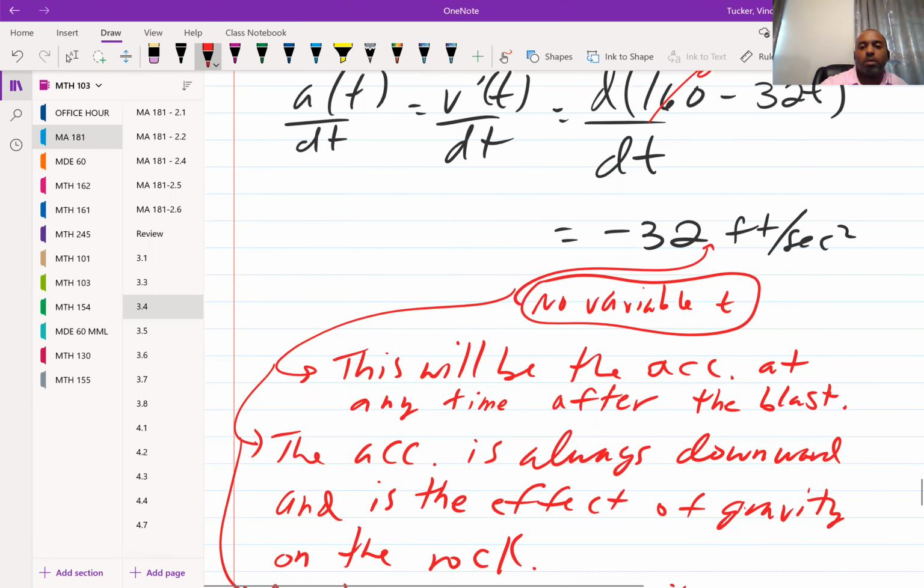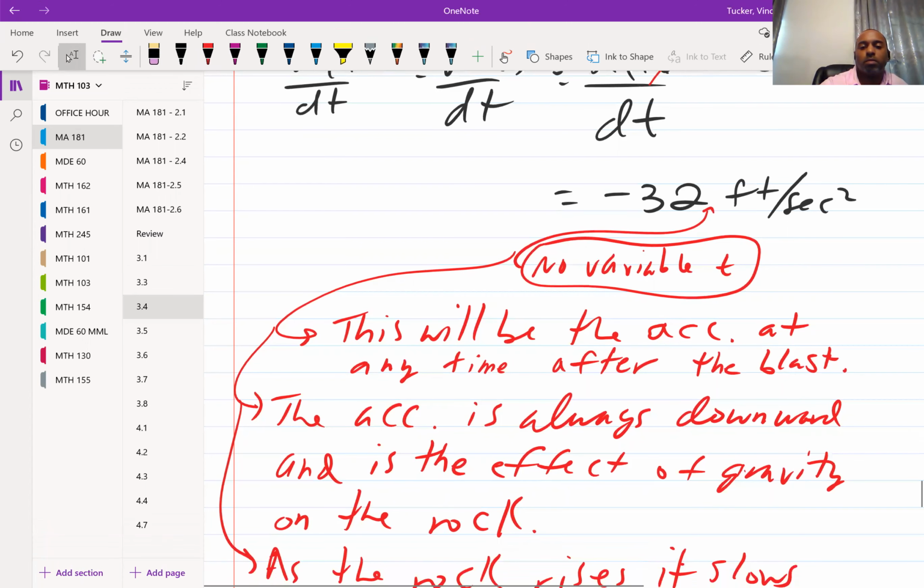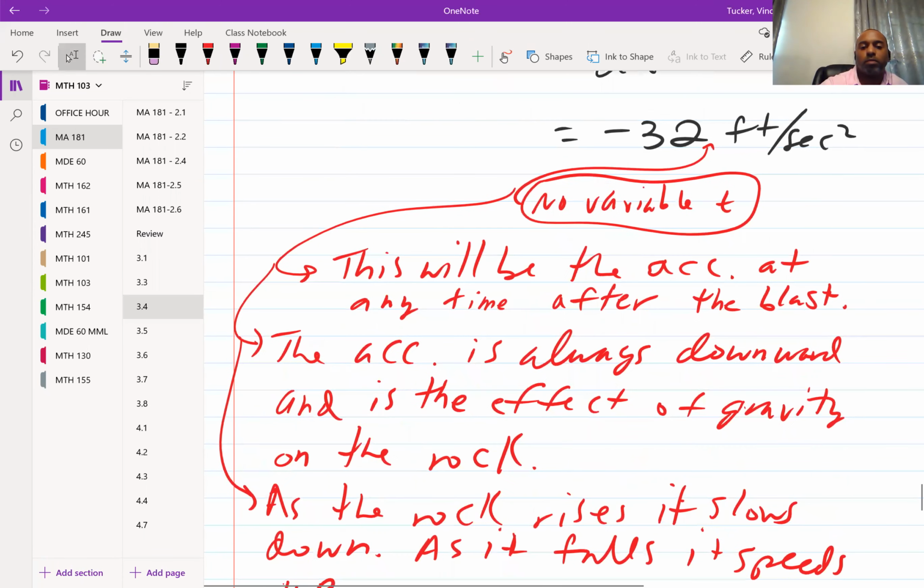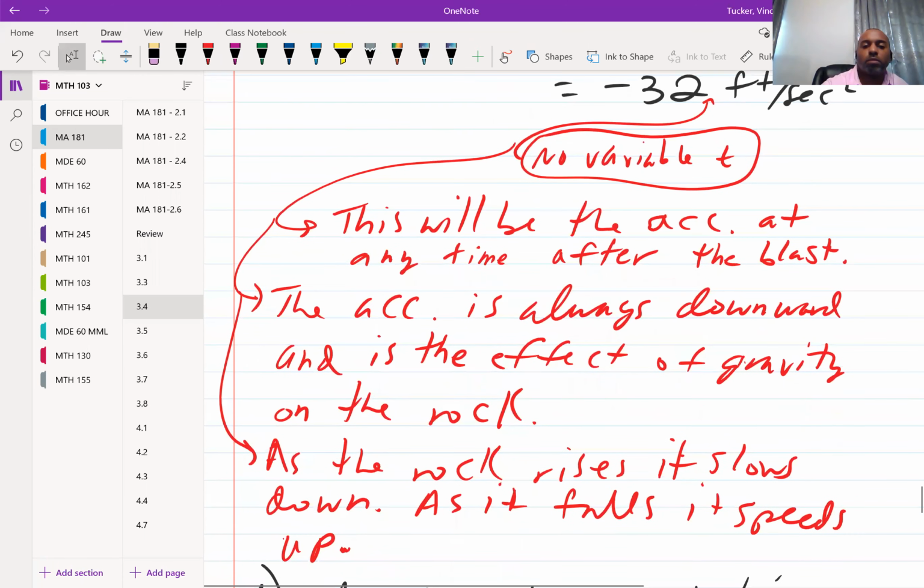All right, can I scroll up? And it's just another statement: as the rock rises, it slows down. As it falls, it speeds up.